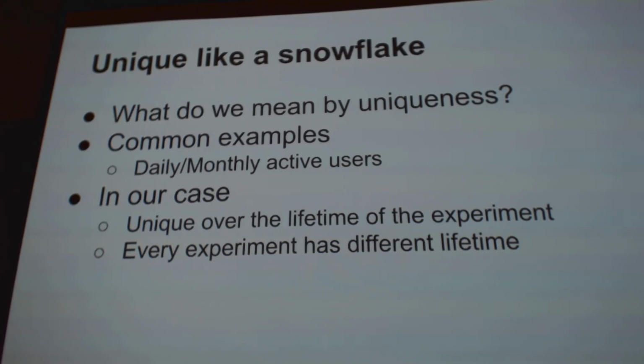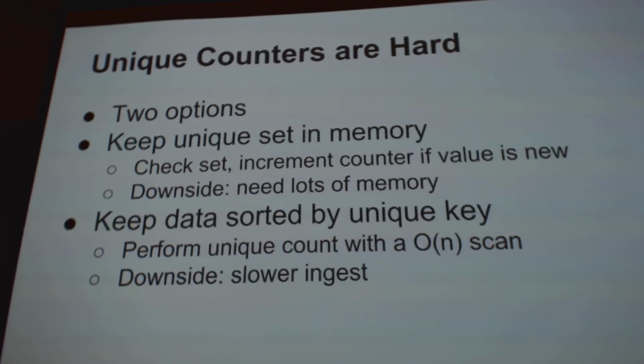So what do we mean by unique counting? This is very similar to monthly active users or daily active users. It's basically unified on user ID. So if you think in SQL terms, it's a select distinct user ID from whatever, right? And in our case, each experiment has its own unique horizon. So when we do a unique count, it means unique for how long that experiment's been running, and each experiment has a different timeline, which means we need a different counter for each experiment, right?